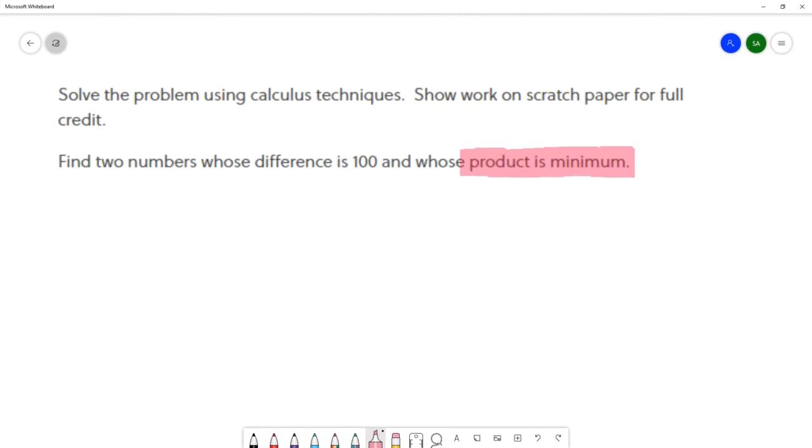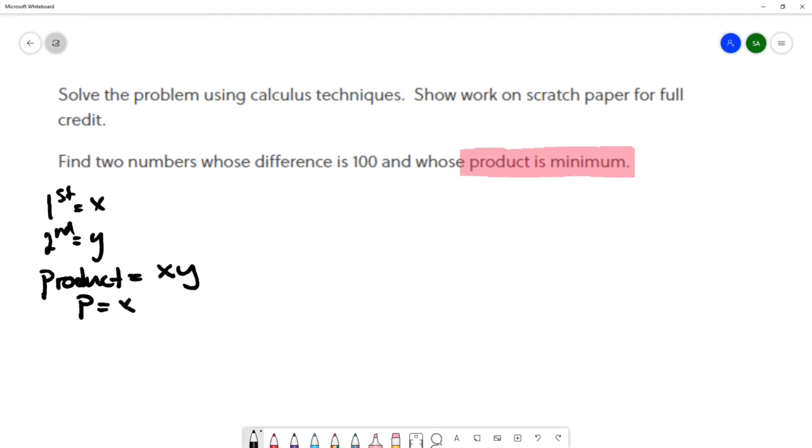So we know that we have two numbers. I'm going to give variables for the two numbers. So let's say the first number is x and the second number is y. We can say that the product of those numbers is xy. I'm going to simplify that and say p is xy.